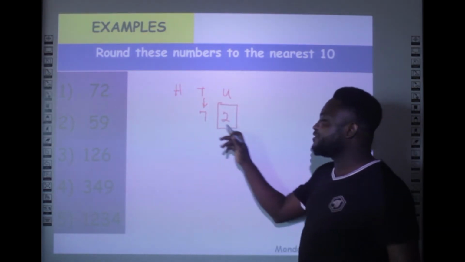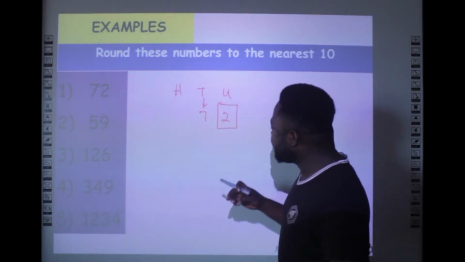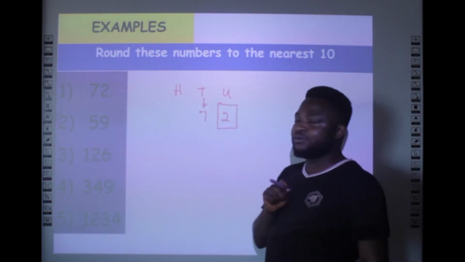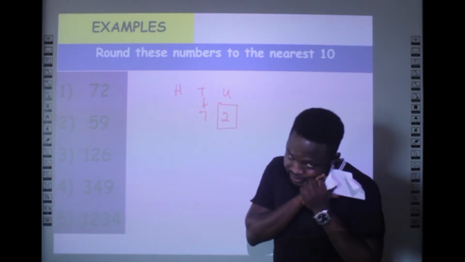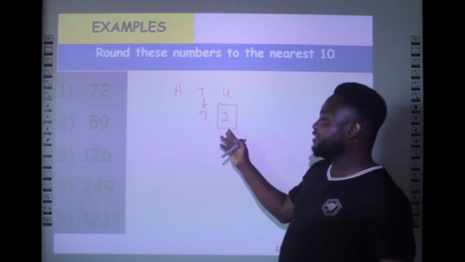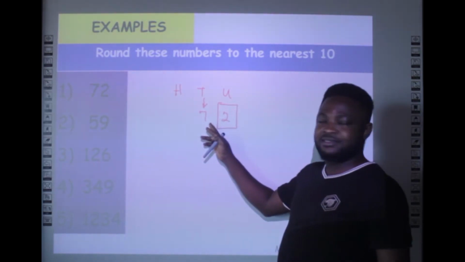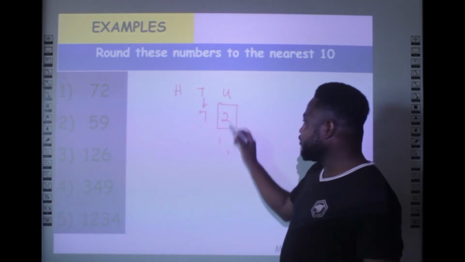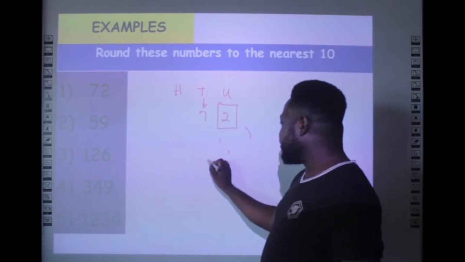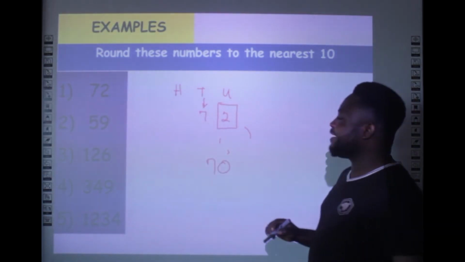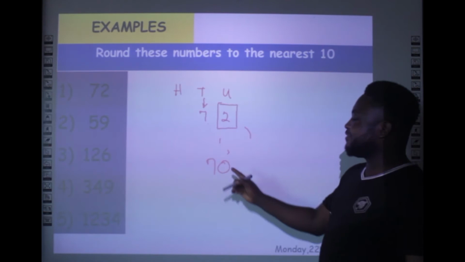Now, look at the digit to the right of the target digit. Is it up to 5? No. It's between 0, 1, 2, 3, 4. It falls within that range. What that implies is that you allow it to rest. In other words, any digit to the right of the target digit will now turn to 0. So our answer is, the 2 will turn to 0, while you drop down 7. If you want to convert it to the nearest 10, our answer will give us 70.